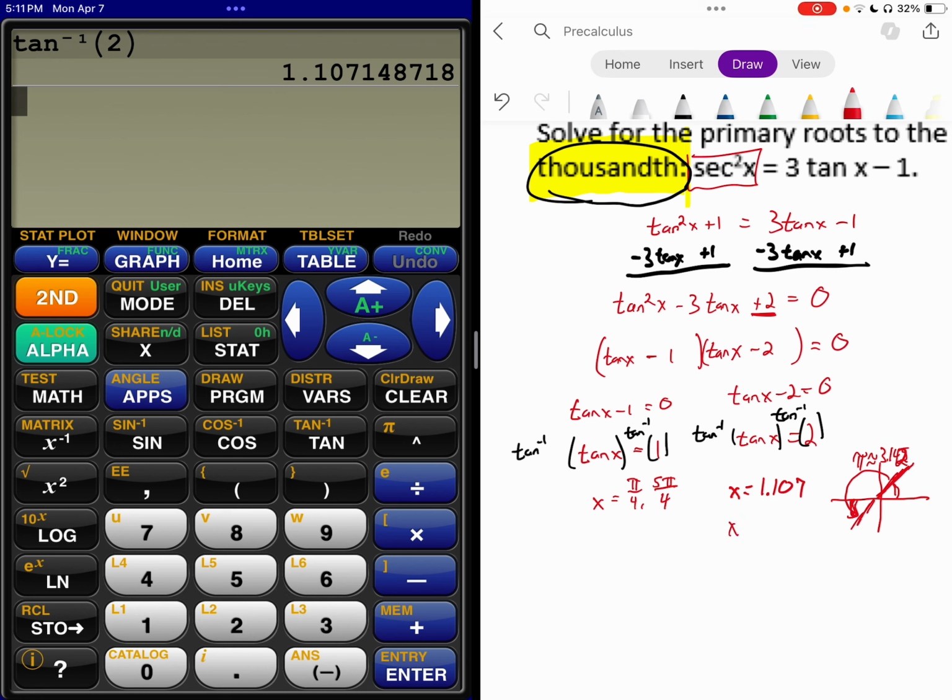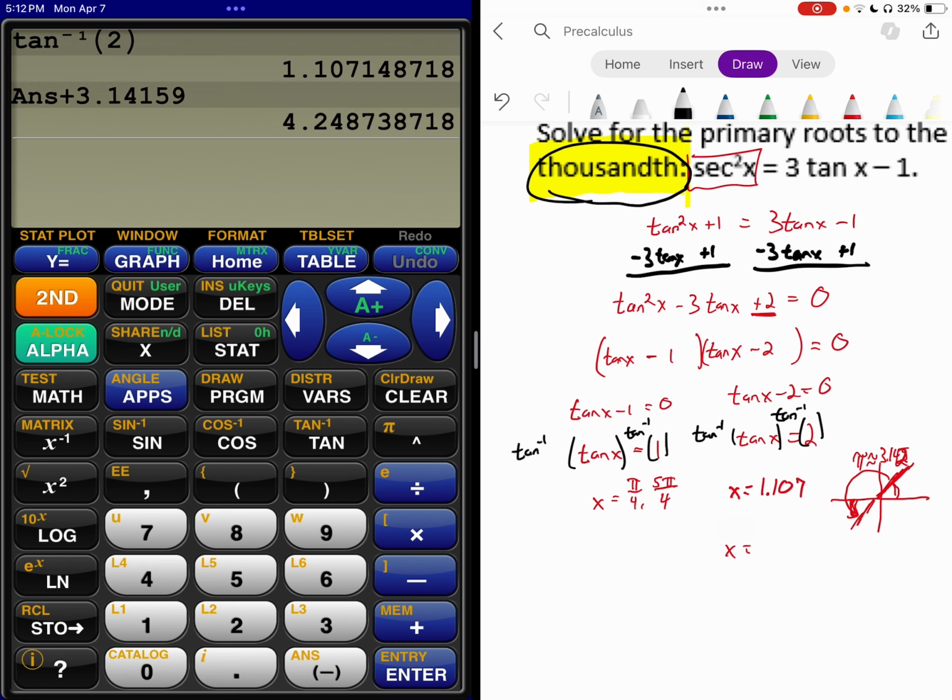And so our other solution, let's move this down. So that's one of our answers, and then we're going to add pi to that. So adding, well, we can just come to our calculator. So plus 3.14159, and we get our other solution of 4.249. And so our answers are, we have 4 of them.